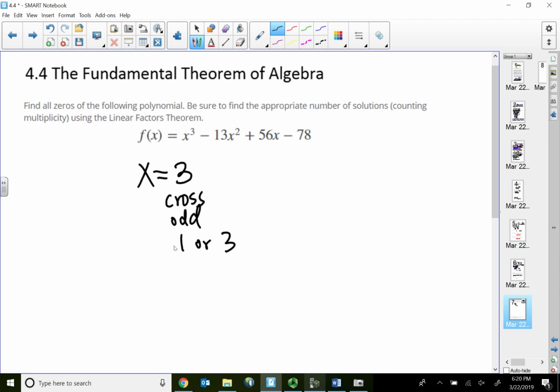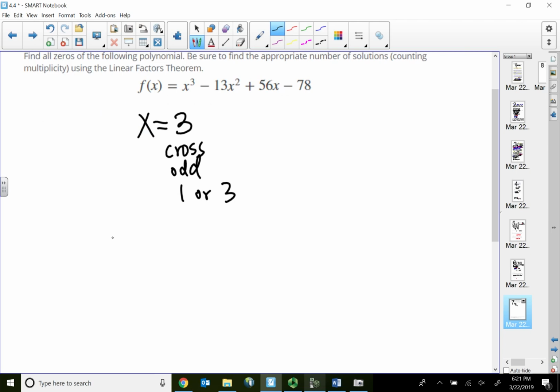Because if it's a 1, then the other two zeros have to be non-real zeros. If I don't have any non-real zeros, that means my zero at 3 is actually 3 of the same numbers. That's how we get x minus 3 to the third power. But right now, I don't know if it's 3 of the same zero or just one of these 3 with the other two non-real. I don't know that until I check it with synthetic division. So let's go ahead and do that real quick.